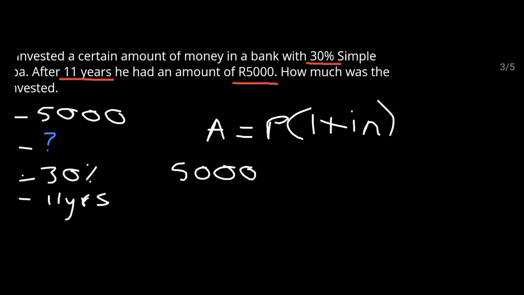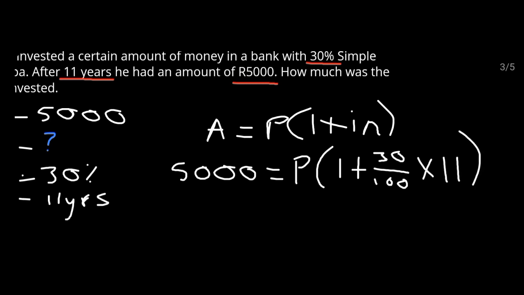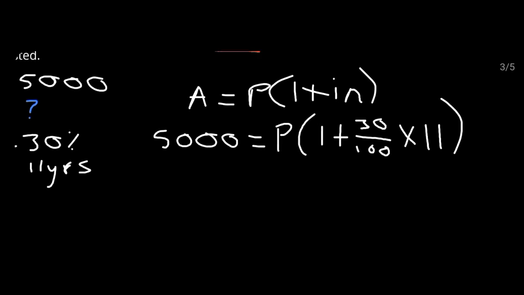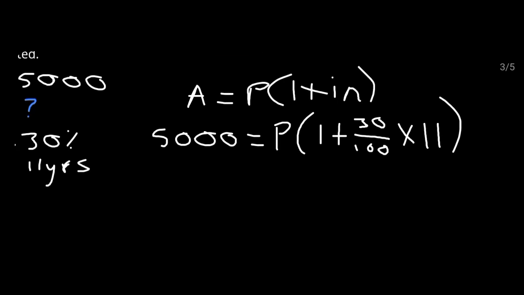Then there I wrote 5,000 equals P, which I don't know, so I leave it as P. Then open bracket 1 plus my interest is 30%, so we have to convert 30 divided by 100, and then multiplied by the number of years, 11. They gave it in years, so I don't have to convert it. Now this is solving for the principal.